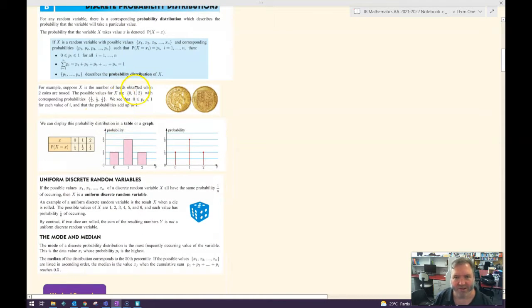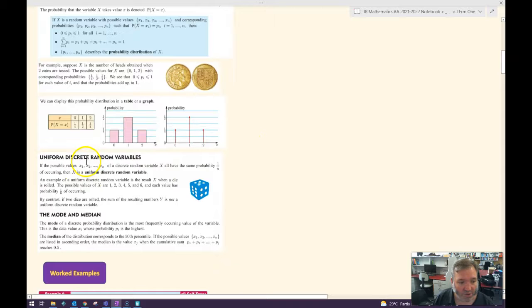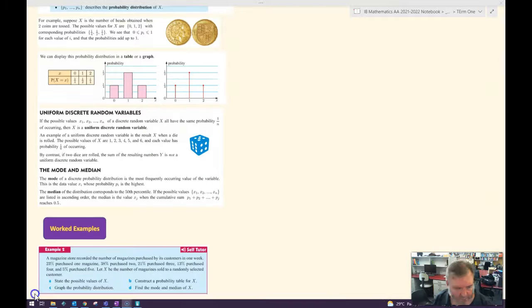So, discrete probability distribution, something like tossing two coins and seeing the number of heads you've got. Who's ever seen that before, I wonder? Okay, and there are different ways of representing that data. Uniform discrete random variables, everything has the same probability of an outcome. If I just tossed a coin once, heads or tails with a probability of a half for each would be an example of that. Rolling a six-sided die, the probability of a 1, 2, 3, 4, 5 or 6 is all 1/6.